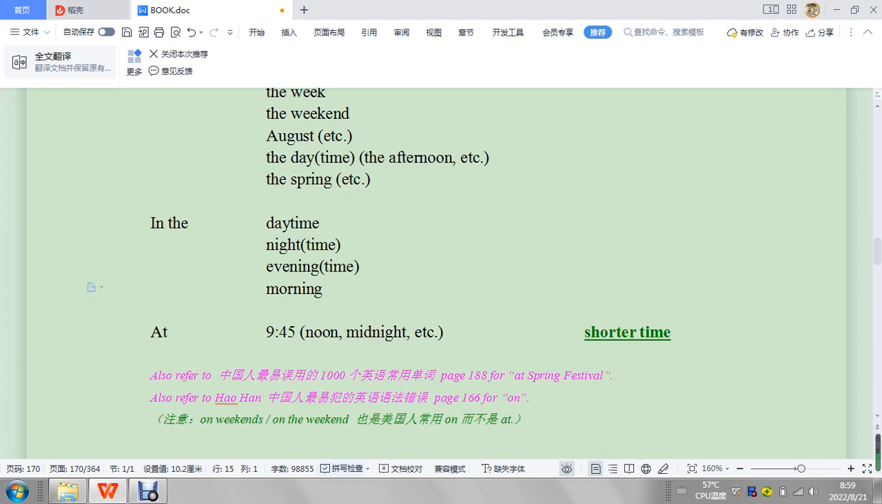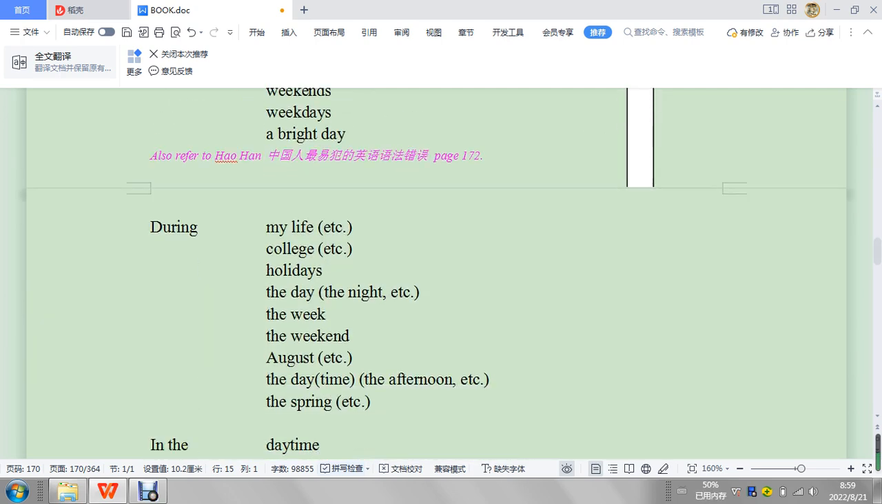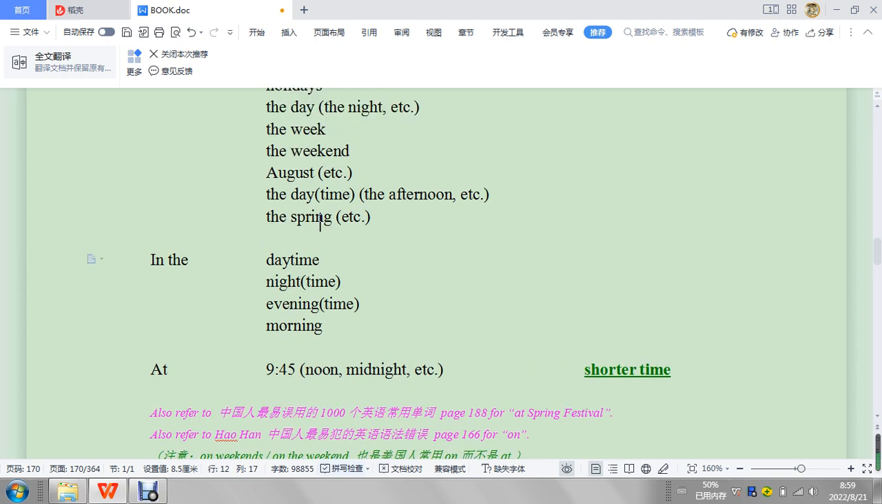Okay, so this is at. So this is very specific, because if I say at weekend, it's strange. At 9:45. So I'm very specific. At 10:25:16. So it's very, very, very specific. Okay, longer time and shorter time.